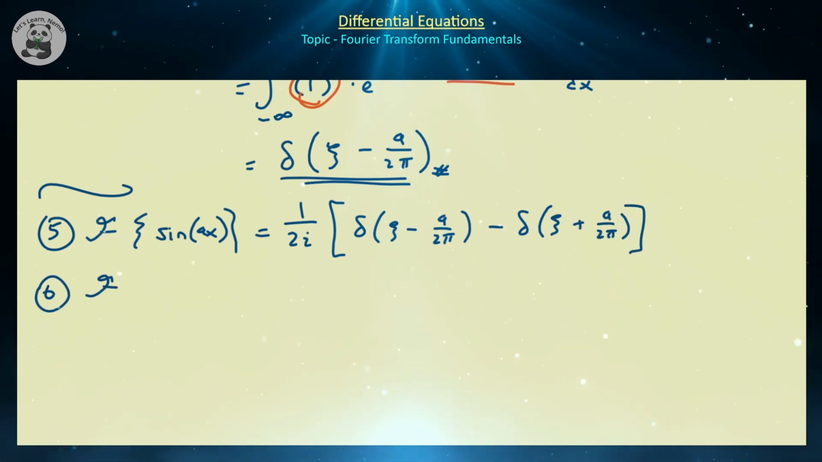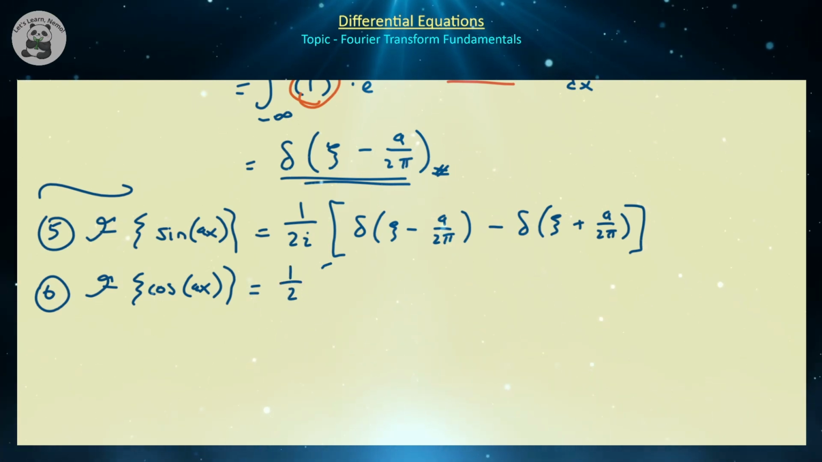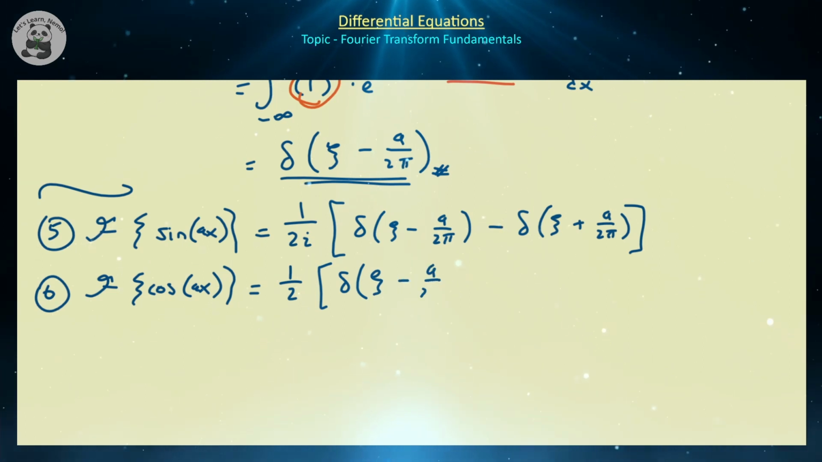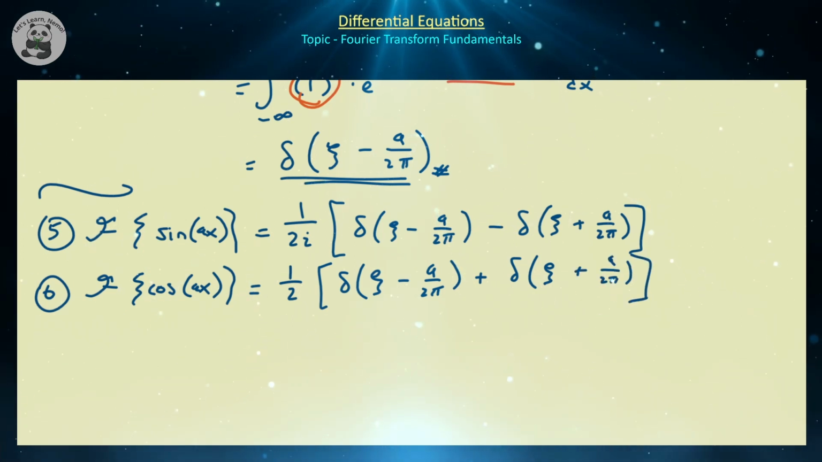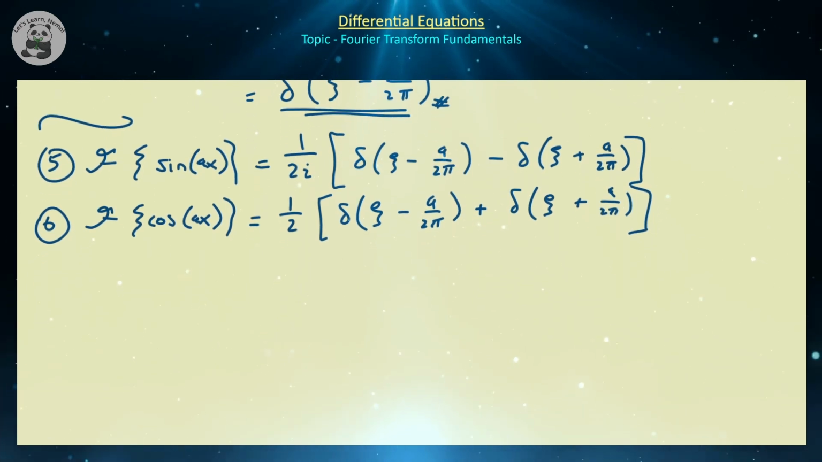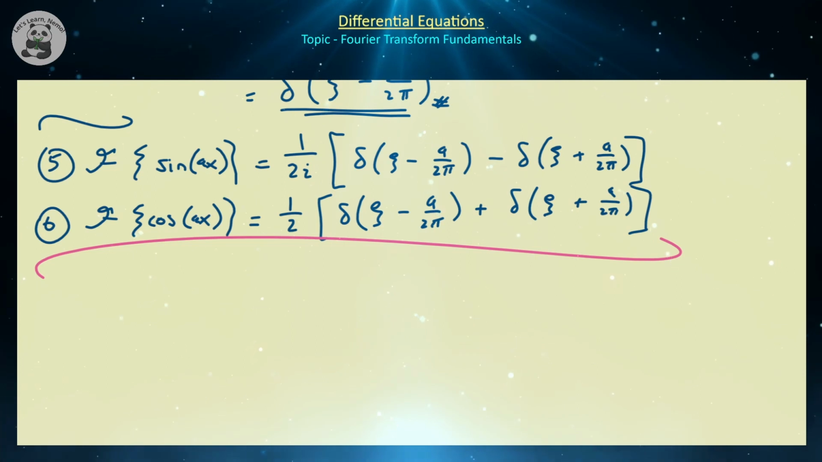The Fourier transform of cosine of ax is also a very nice form. Maybe you want to pause the video and guess what this comes out to, but it's going to be 1 over 2 times the Dirac distribution of psi minus a over 2 pi plus delta of psi plus a over 2 pi. And there are very interesting properties that I just want to reiterate because we've already discussed them, and they are the very important ones.